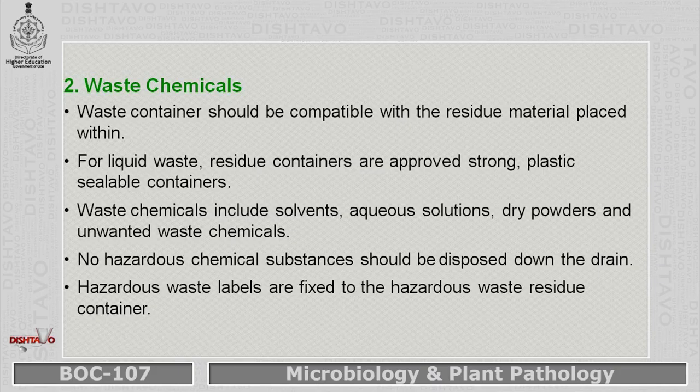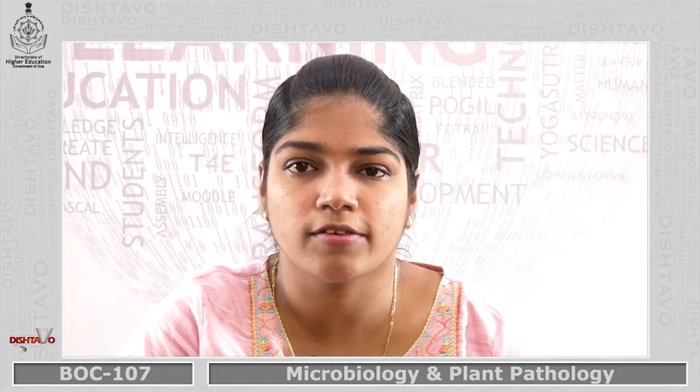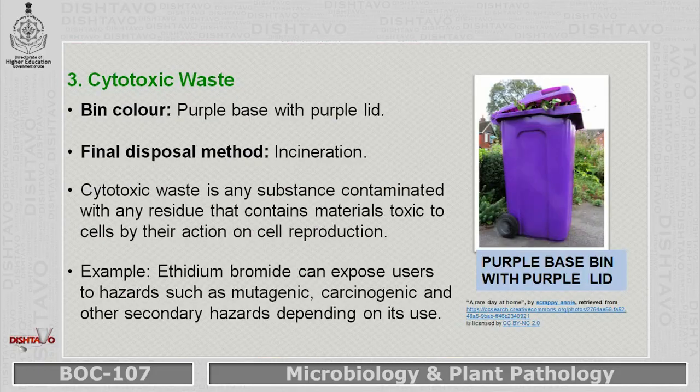Waste chemicals include solvents, aqueous solutions, dry powders, and unwanted waste chemicals. No hazardous chemical substances should be disposed of down the drain. They should be treated first. Hazardous waste labels are fixed to the hazardous waste residue containers. Next is cytotoxic waste. Here a purple base bin with purple lid is used. The final disposal method is incineration.